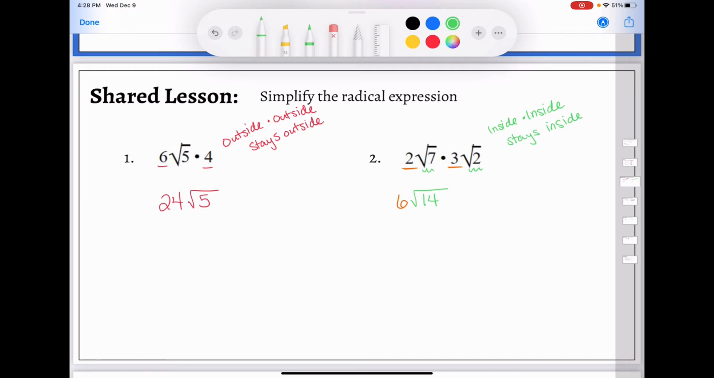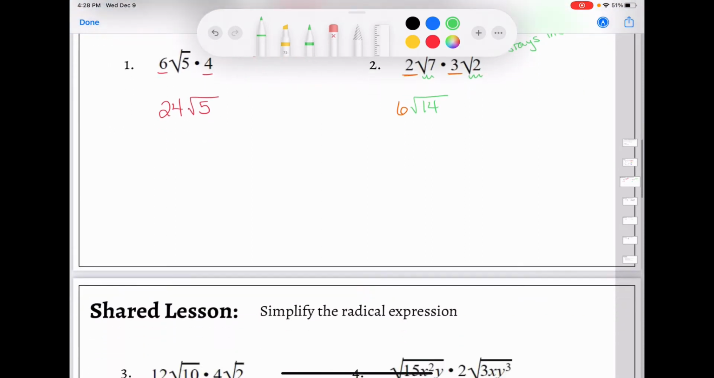So outside times outside stays outside. Inside times inside stays inside. Always try to reduce afterwards. Square root of 14 is 7 times 2, though neither one of those factors are perfect squares. So that's all that we can do. But that's the basics, and you've kind of been doing a lot of it already. So it's just kind of putting a name to it now. Outside times outside, inside times inside.